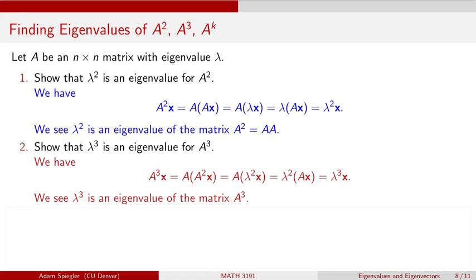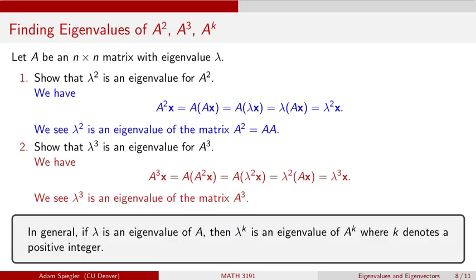Hopefully you've caught on to the pattern here: in general, if lambda is an eigenvalue for matrix A, then lambda to the k is going to be an eigenvalue for A to the k, where we're thinking about exponentiating. So k is denoting 2, 3, 4, 5, 6. These are positive integer values.